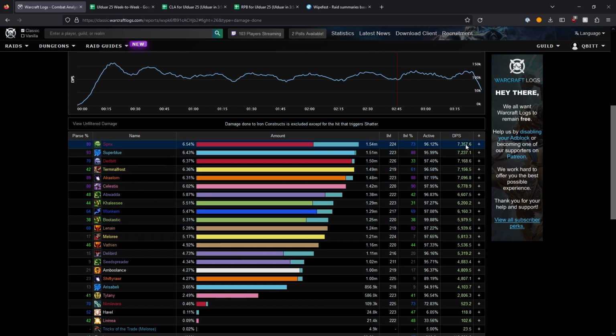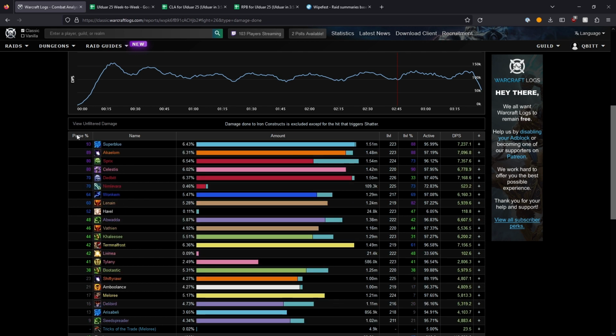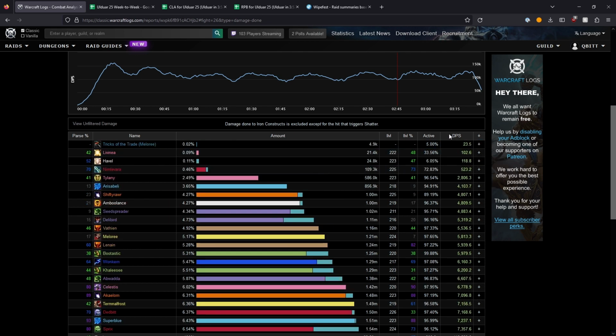And then, of course, this is the actual DPS number. Initially, these are sorted by DPS, but you can click on any column and resort based on what you want to do.